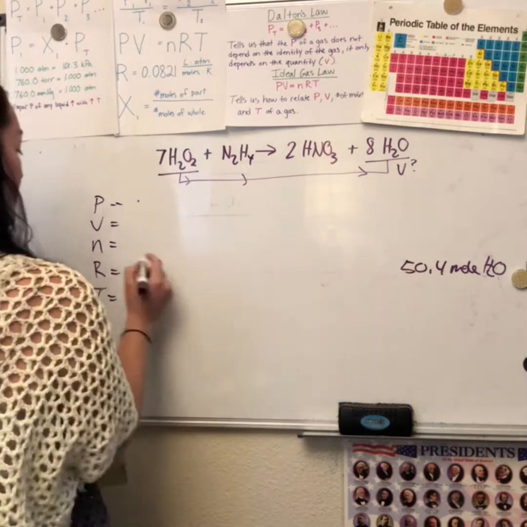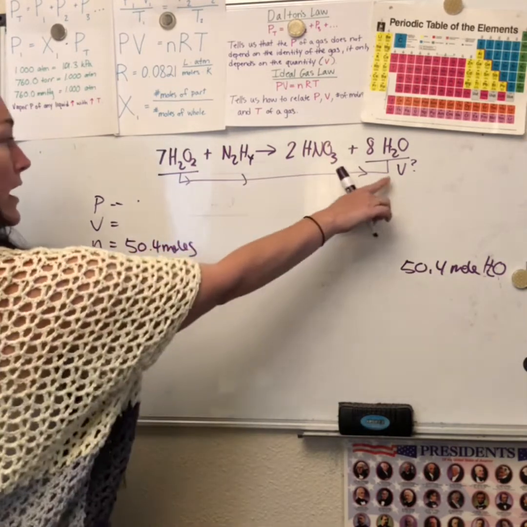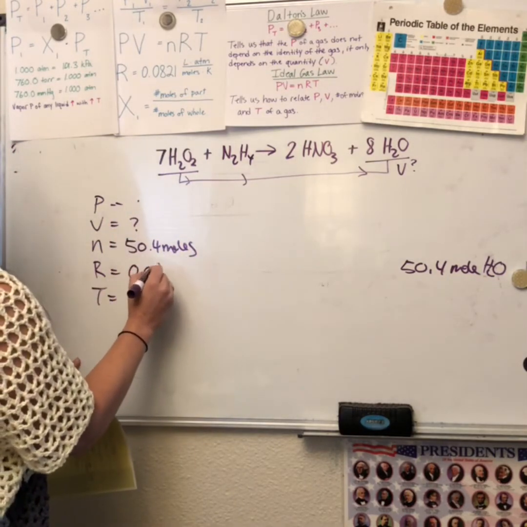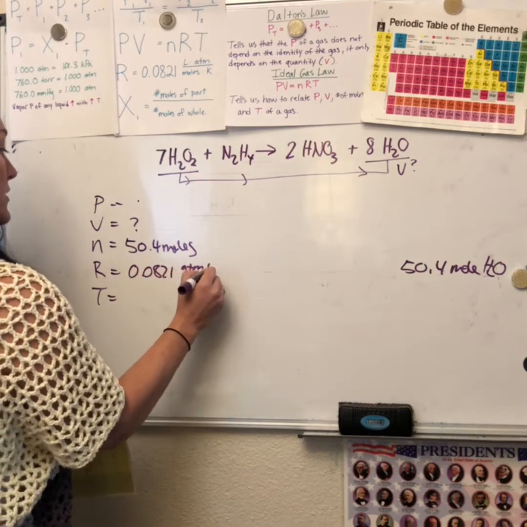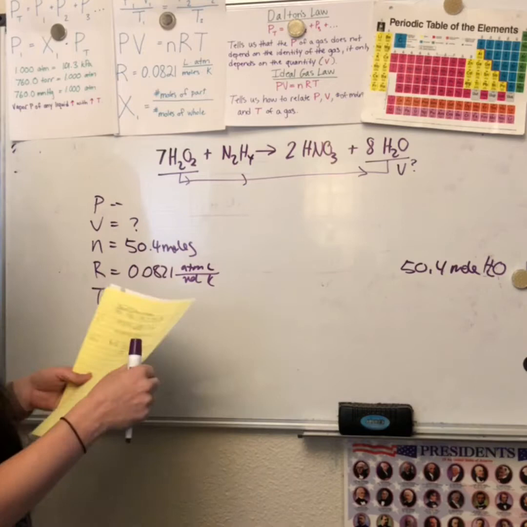I'm going to plug my N in, so I don't forget moles, and I'm looking for volume. So I'm going to put volume, question mark. I already know my R is 0.0821 atmospheres liters per mole Kelvin. So I just need to plug in my pressure and my temperature.